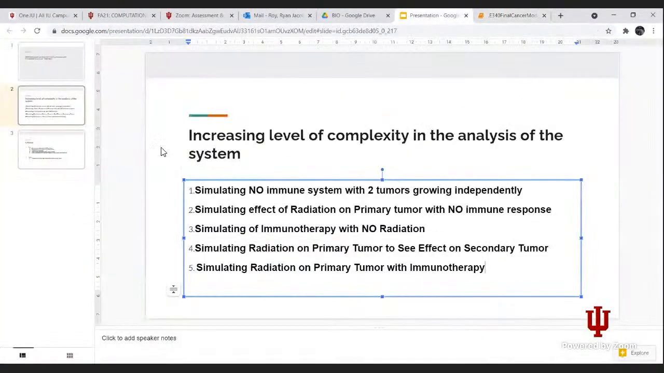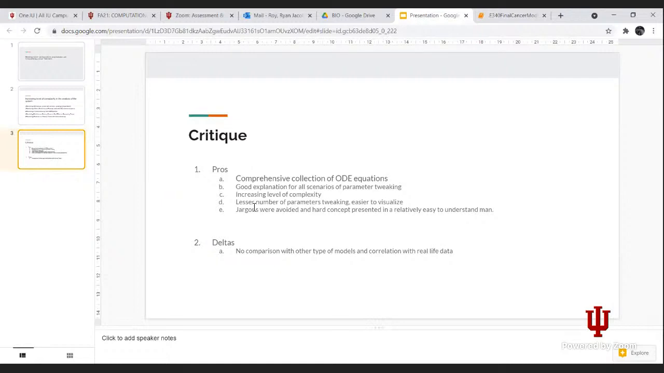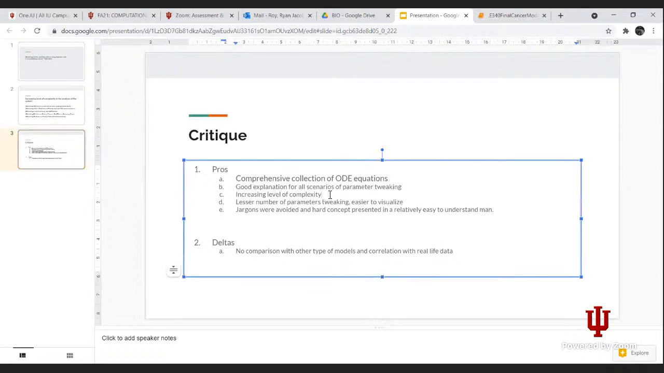Now I just want to talk a little bit about what I found good and bad about this paper. So I think the pros were that there was a comprehensive collection of ODE equations. You don't have to look outside the paper. Everything that is functional and working in this experiment is basically self-contained. I found the explanation for parameter tweaking very helpful, because personally that reduced the amount of time that I had to invest in understanding the model. So I really appreciated them doing that.